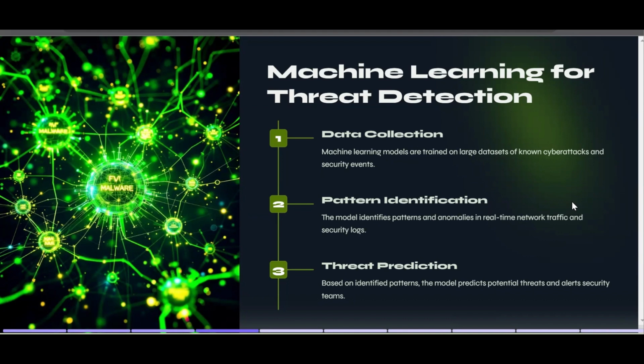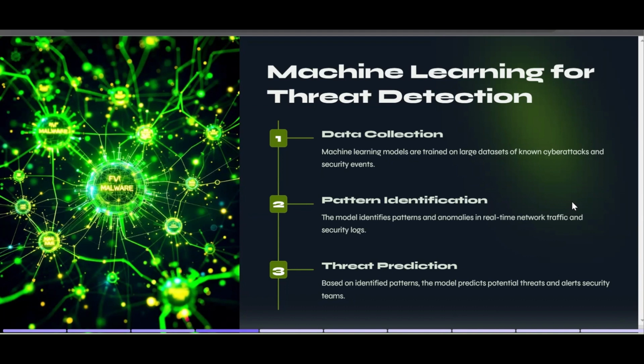First, we give it a training data set with known cyber attacks and security events. Then it would learn the patterns. It would learn how it works. It would apply the same pattern on real-time network traffic or real-time data sets, right? In real-time data, whether it would be your security logs or your network traffic, it would identify those patterns or anomalies within that. For what? To detect or to predict threats. So based on those identified patterns, the model predicts potential threats and alerts security teams, right?